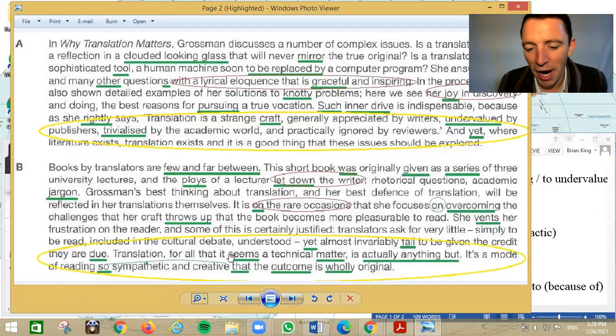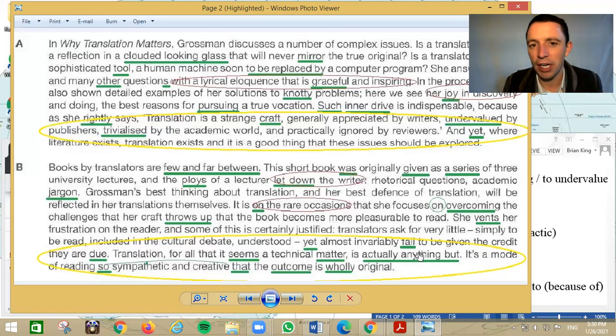Here, seems is parecer, a technical matter. So matter is asunto, an issue, a technical matter, a technical issue. Actually, de hecho. So again, at advanced level, I think you're clear between the different actually, currently, actualmente, in Espanol, in English is currently, and de hecho in Espanol is actually in English. So it's a very important difference, okay?